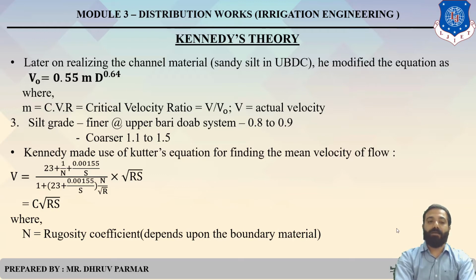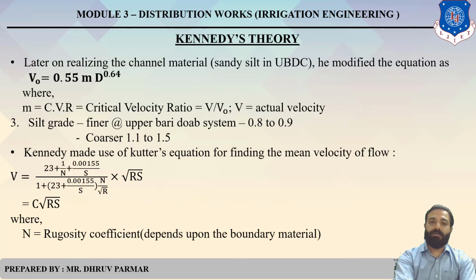Here Kutter's equation is given as V = [23 + 1/n + 0.00155/S] / [1 + (23 + 0.00155/S)(n/√R)] × √(RS). Clear? This part is a constant, called C, with √(RS). And n is called the rugosity coefficient, which depends on the boundary material. If the surface is very bad, then n is higher. Clear? Vice versa.